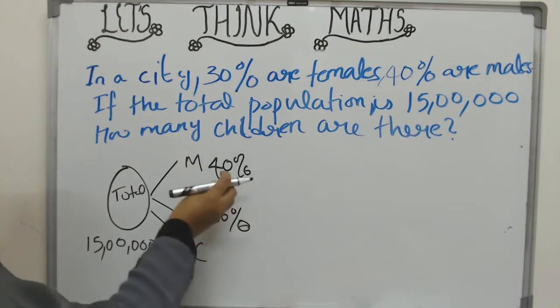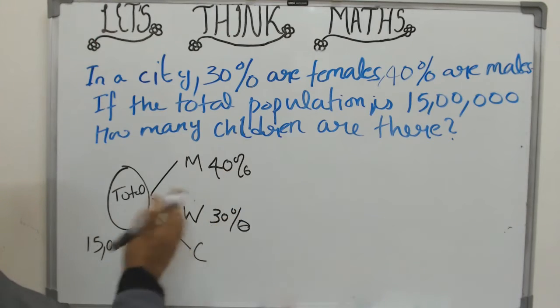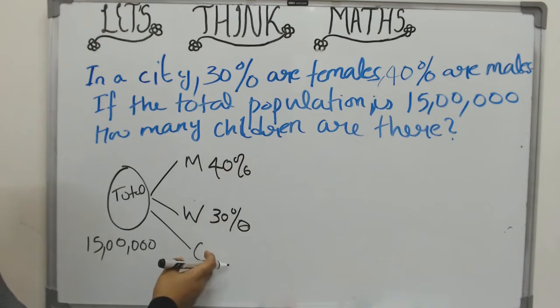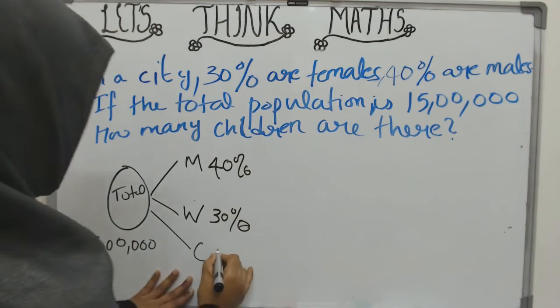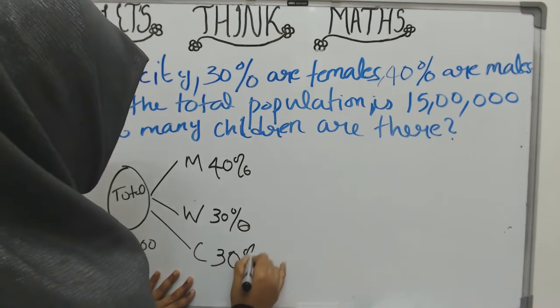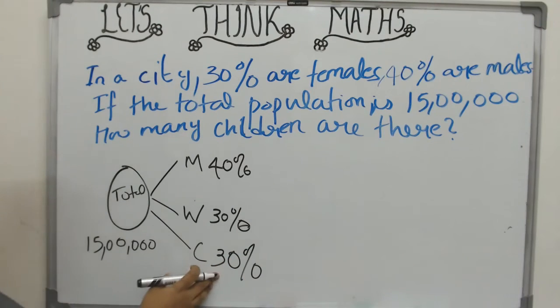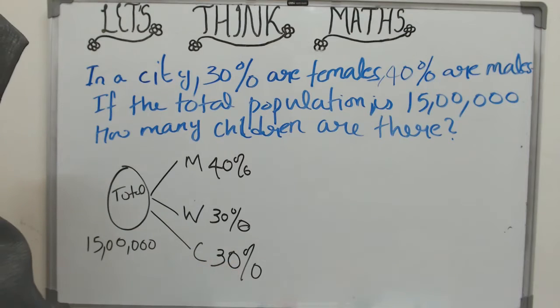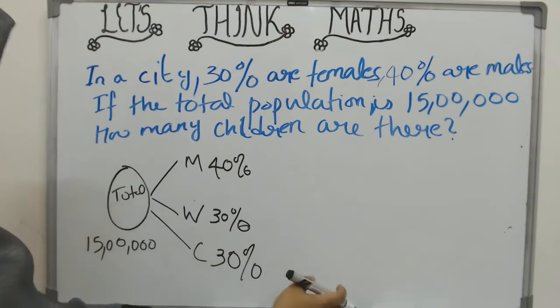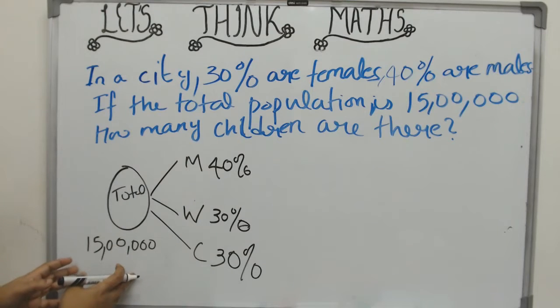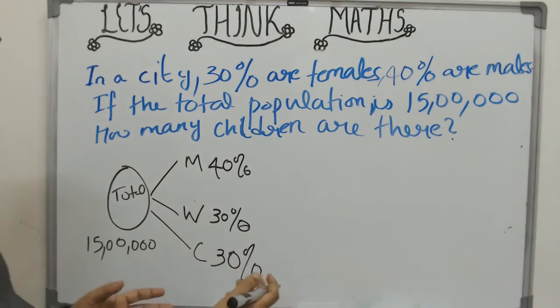Out of 100, if 40 are men and 30 are women, then how many will be children? 40 plus 30, that will be 70, and 100 minus 70, that will be 30%. So the percentage of children is 30%, but we don't want the percentage, we want the actual number. Out of this 15 lakh, how many are actually the children?